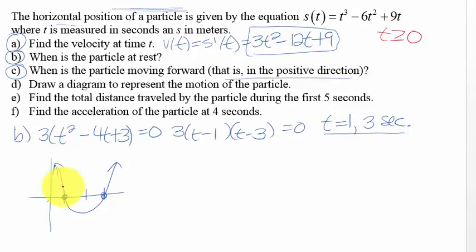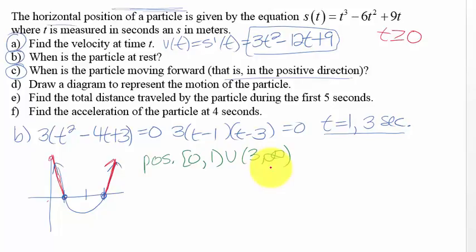So as I'm saying when is this positive, it's going to be positive here, and it's also going to be positive over here, and if this continues. So if I were to write the intervals where this thing is positive or moving forward, because those mean the same thing, then here, it would be moving forward from 0 to 1, and then also from 3 to infinity.